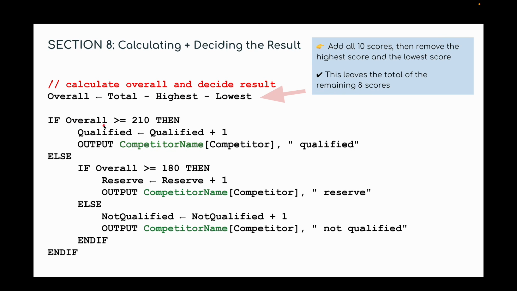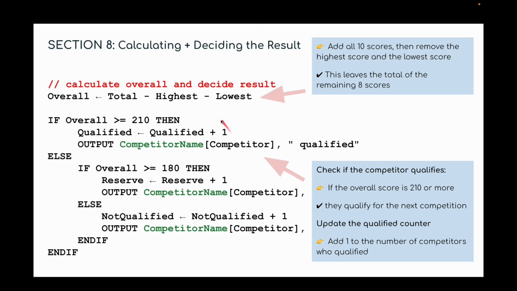This is where we've got the if statements. If the overall is greater than or equal to 210, then qualified gets updated. The competitor has been given a qualified, whatever the name of that competitor is, they get issued with qualified. Then qualified gets an additional 1 added onto it. The qualified tally goes up 1. We update the qualified counter and then add 1 to the number of competitors who qualified.